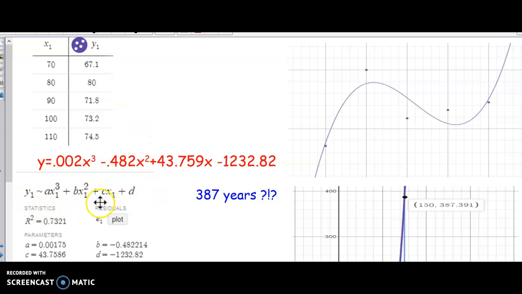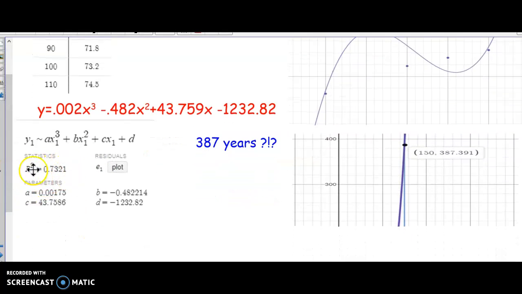It's a cubic, so this is what my cubic equation should look like. My statistics say that my r value is not as close. It's not a really good match, but it does have the equation look for it. These are my A, B, C, and D values.